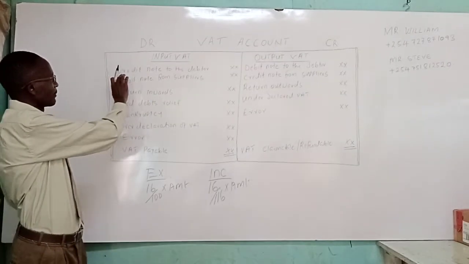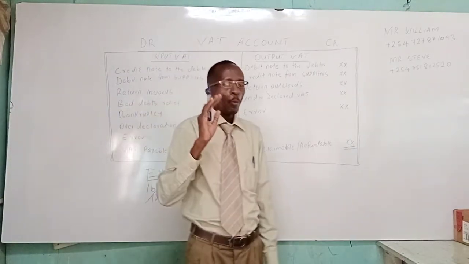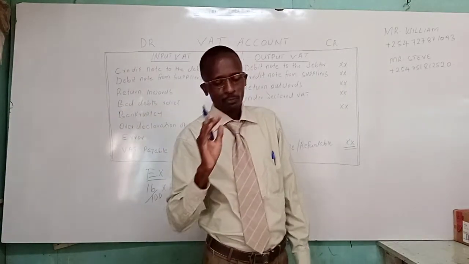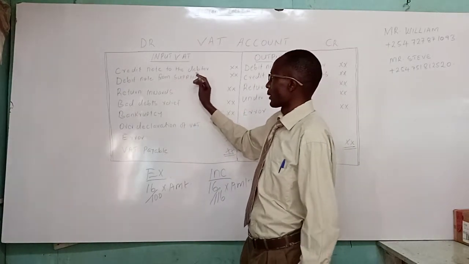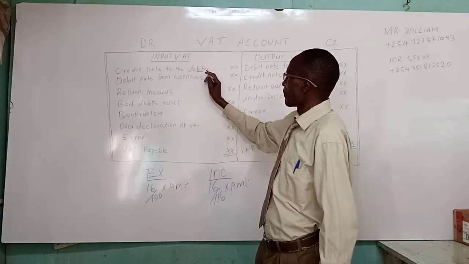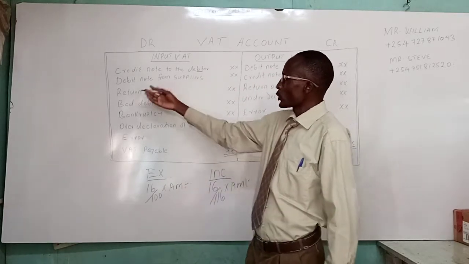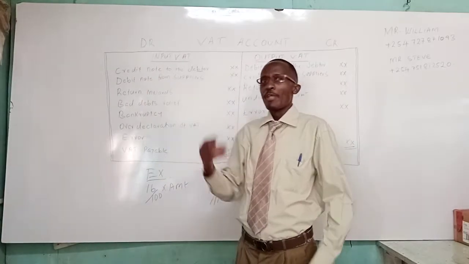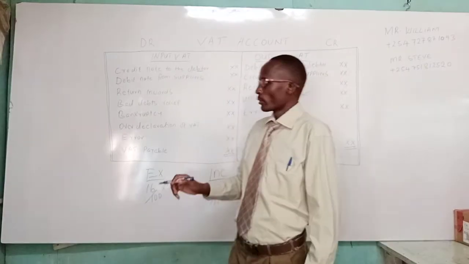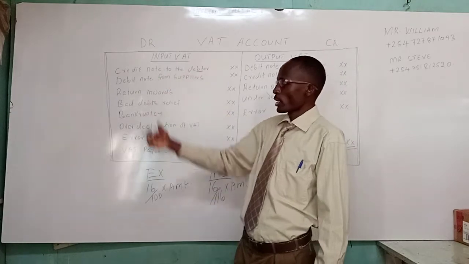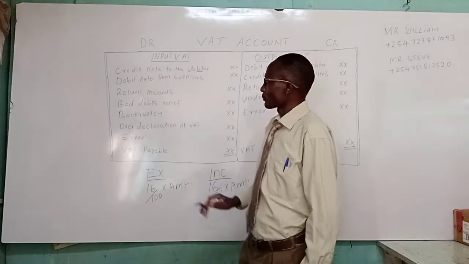The first item is credit note to the debtor. What is a credit note? When do you issue a credit note? You issue a credit note to the debtor. Remember, this debtor is like the purchaser, the customer. You issue a credit note if there is an overcharge. If you overcharged a customer, then you have to issue a credit note.